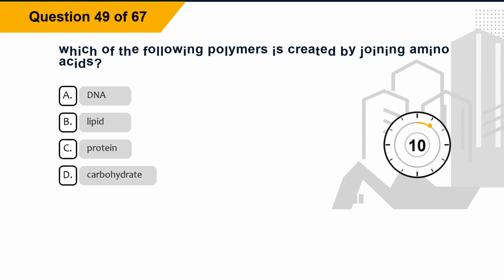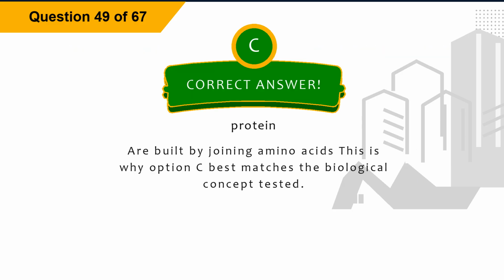Question 49. Which of the following polymers is created by joining amino acids? Option A, DNA. Option B, lipid. Option C, protein. Option D, carbohydrate. The correct answer is option C, protein.